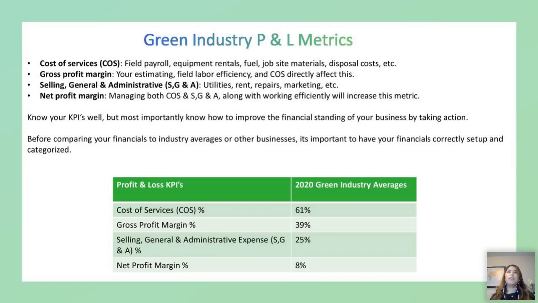Selling, general and administrative expenses such as your utilities, things that you use on the operational side, such as marketing, your day-to-day stuff, and your net profit margin, which is managing both cost of sales and your SG&A.